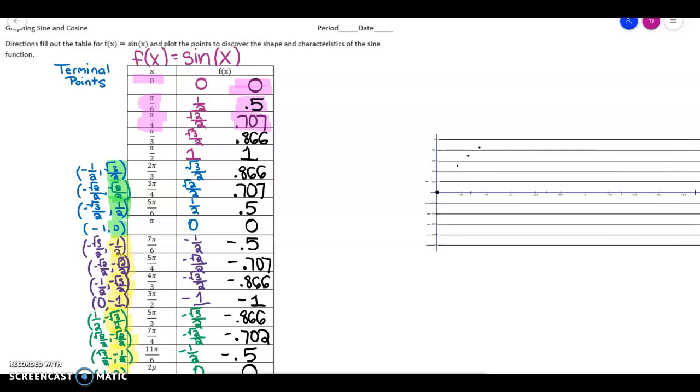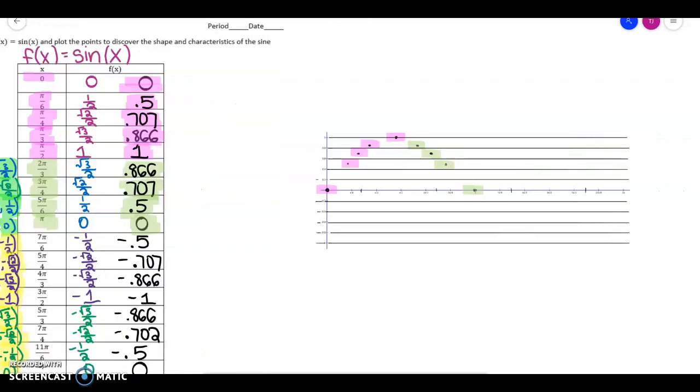Finally, at pi over 2, my y value is 1. I've made it all the way through that first quadrant. Okay, and we'll keep doing it. So let's plot those points for the second quadrant as well. I plotted all of my points for quadrant 2, and they repeat and start to go back down towards 0.